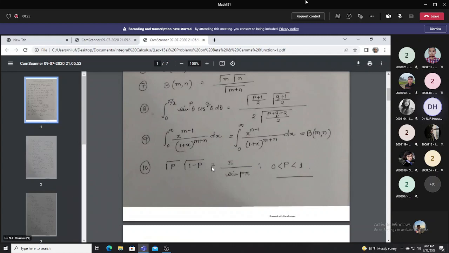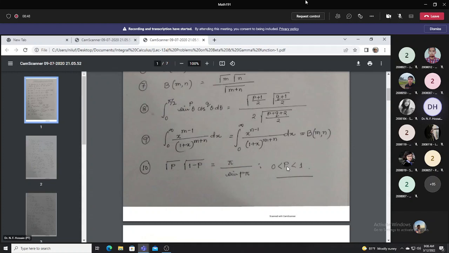This was actually not done, and we are not going to prove it. This is another important relation, but the proof is complicated. You just try to memorize the result: gamma p into gamma 1 minus p. That means this p must be less than 1. This p must lie between 0 and 1. It cannot be 0, it cannot be 1.